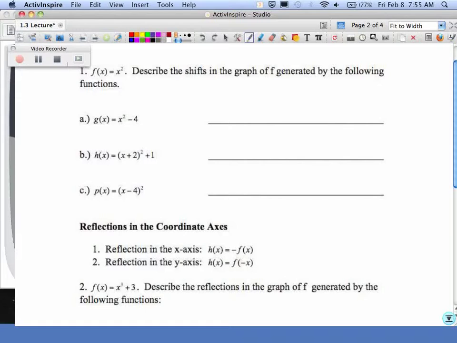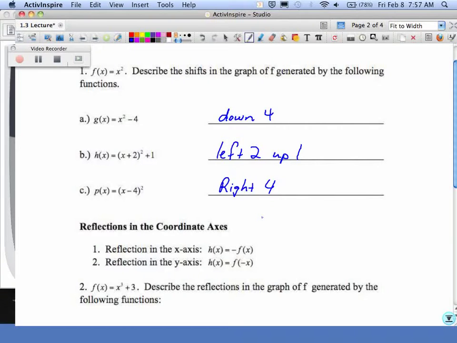So the first one. Down 4. The second one. Left 2, up 1. Good. Last one. So it takes a little bit to make that transfer in your head when the number's inside. It's very easy to go really fast on an exam and say, oh, that's to the left. We see negatives, we think.